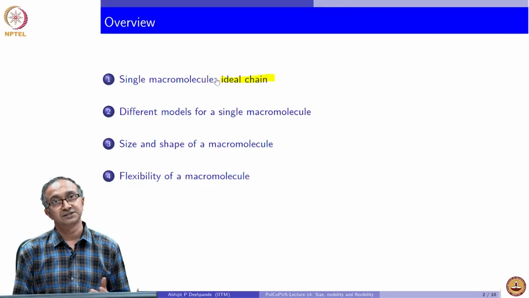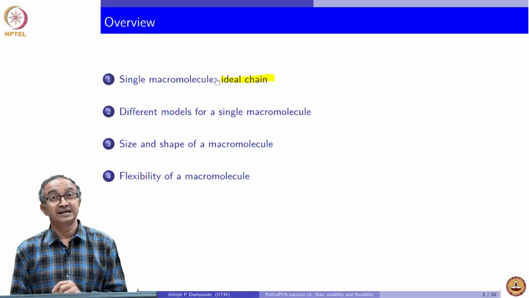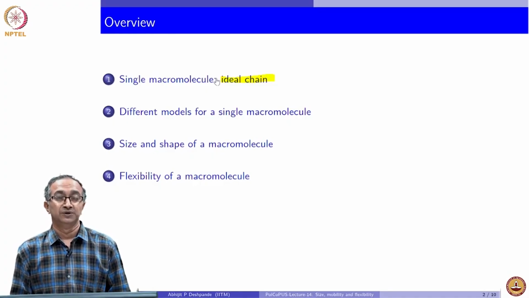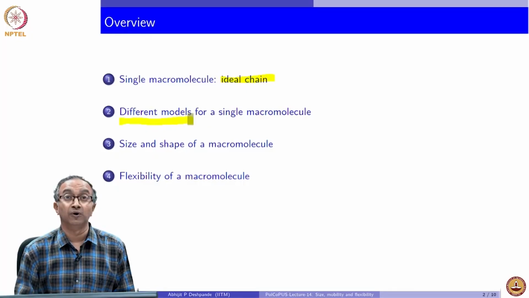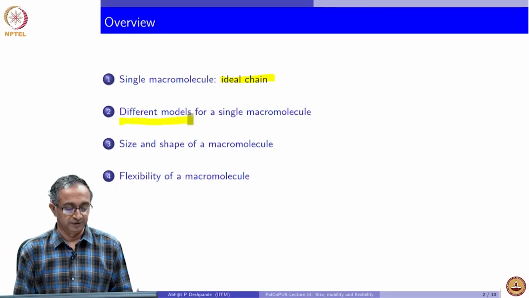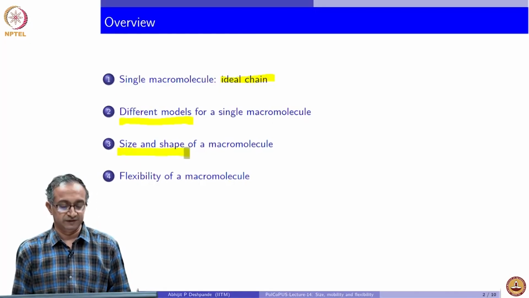Ideal chain is the simplest model. Think of what is meant by ideal in this context. And so if I just give you a hint that ideal gas is something that you already know, so you can see why that ideal concept is useful in this case. We look at a few different models which are used for polymers, macromolecular behavior, and we will get some idea about size and shapes of these macromolecules and also the rigidity or flexibility associated with a macromolecule.